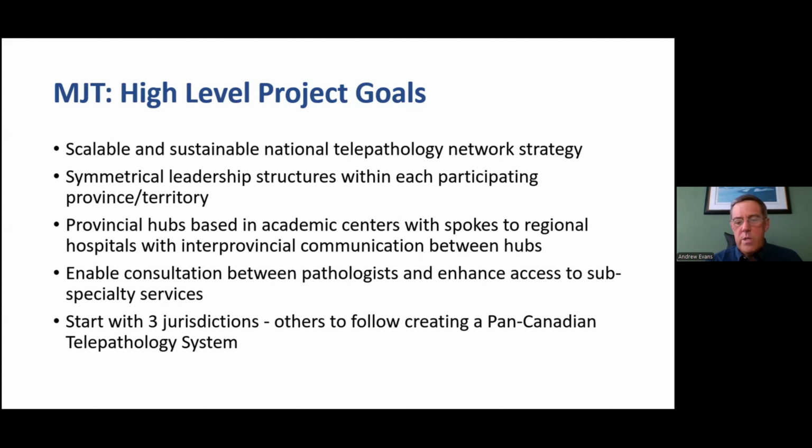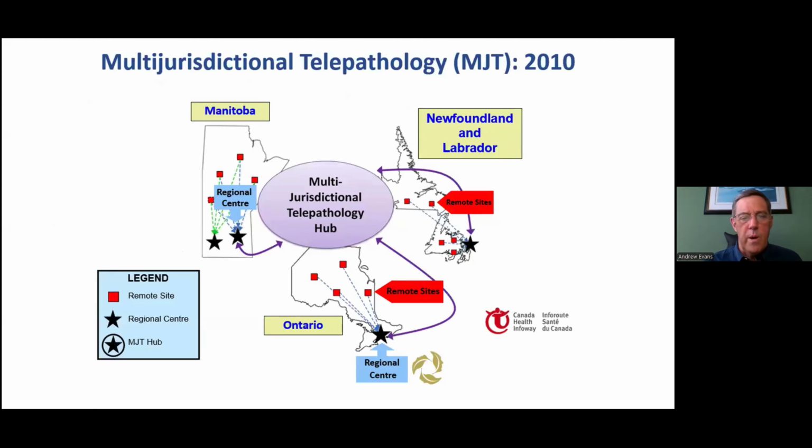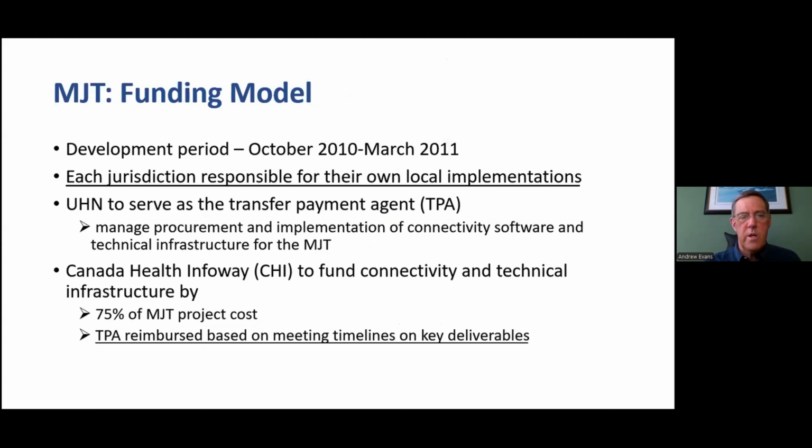And the idea was to start with 3 jurisdictions: Ontario, which was essentially the University Health Network, Newfoundland and Labrador, and Manitoba. And then the idea would be to add on other provinces as we move forward. So this was the original map of the participants in the project.